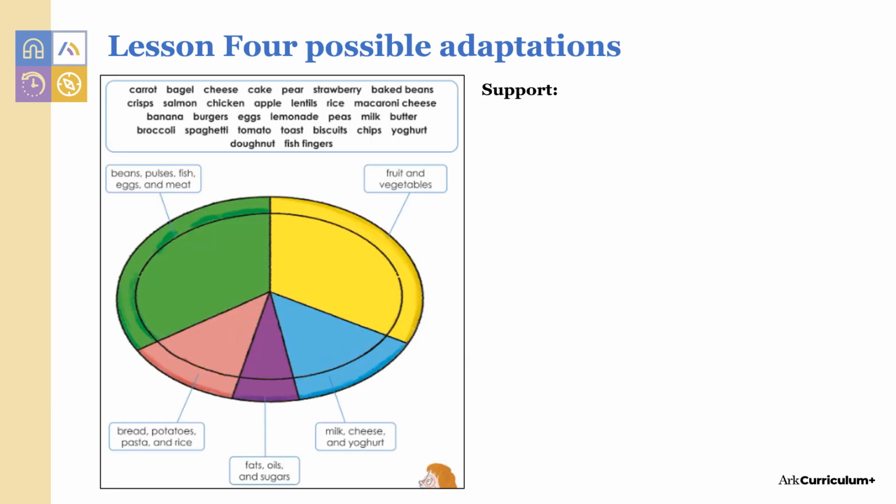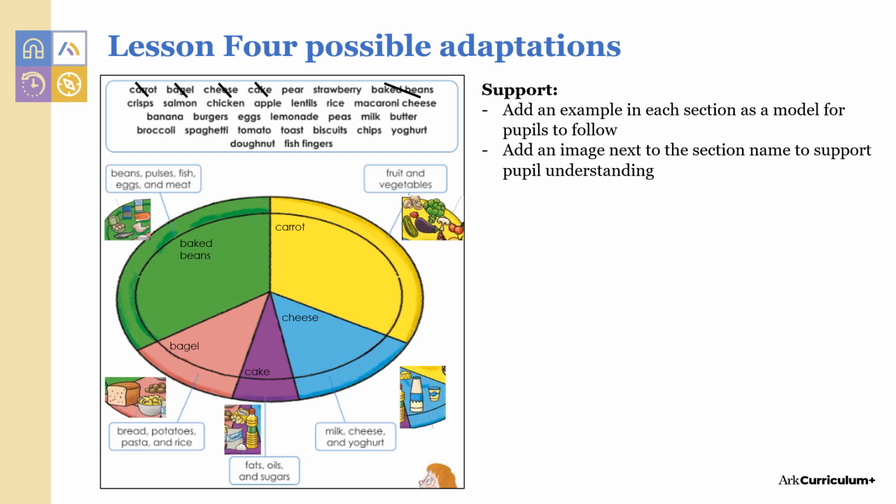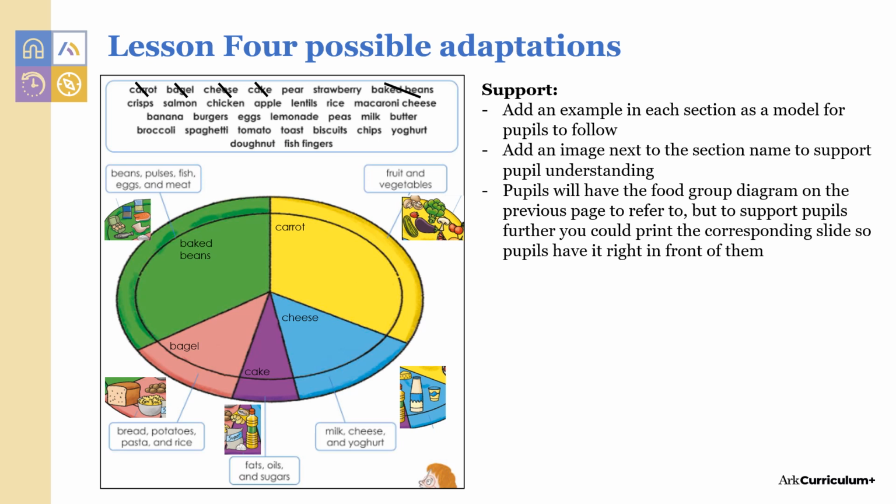In lesson 4, pupils need to sort the keywords of food into each section on the plate. Support pupils by adding an example in each section as a model for pupils to follow. You could add an image next to the section name to support pupil understanding. Pupils will have the food group diagram on the previous page to refer to, but to support pupils further, you could print the corresponding slides so pupils have it right in front of them.